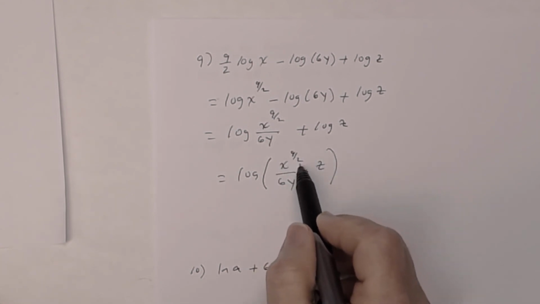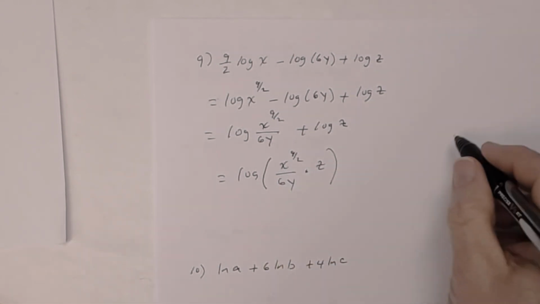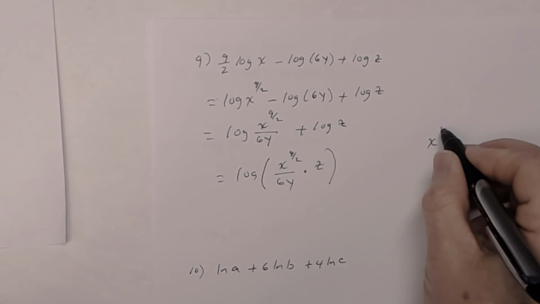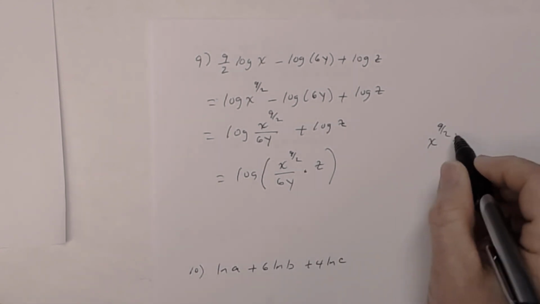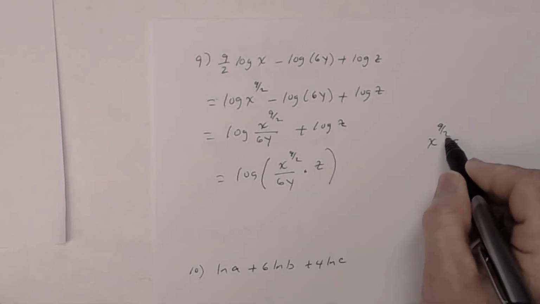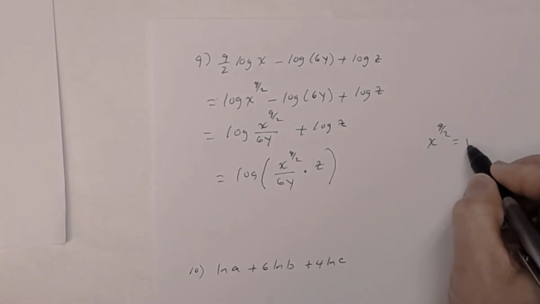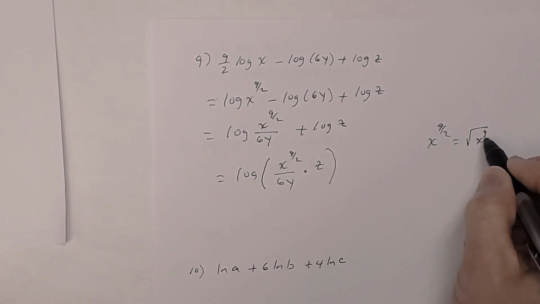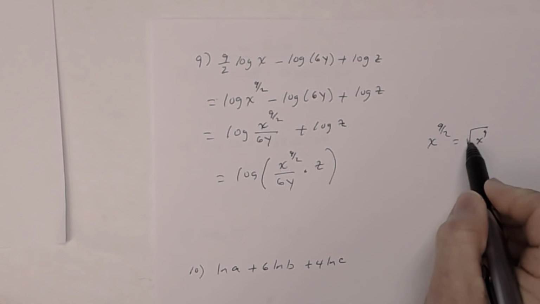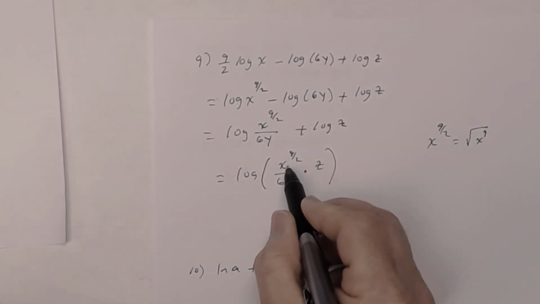Now let's go ahead and remind ourselves about this. So let's rewrite x to the 9/2 in radical form. Okay, so let's do that right here. x to the 9/2 means, remember, the denominator is your index. So it'll be the square root of x to the 9. So that's what this is right here. So I'm going to rewrite this as that.